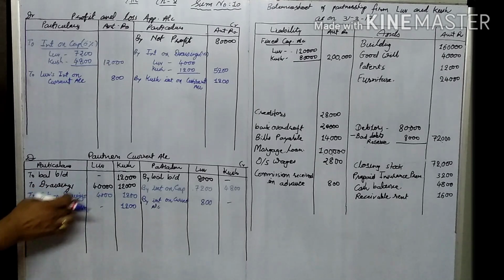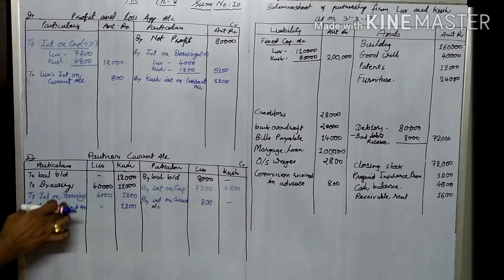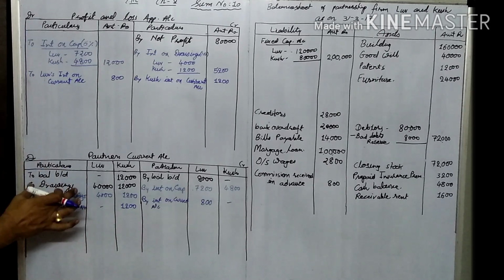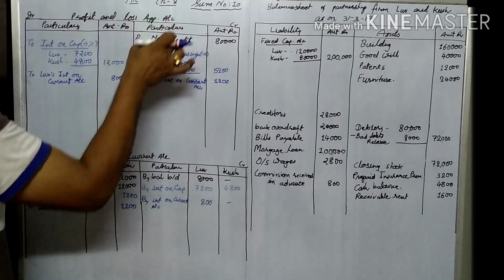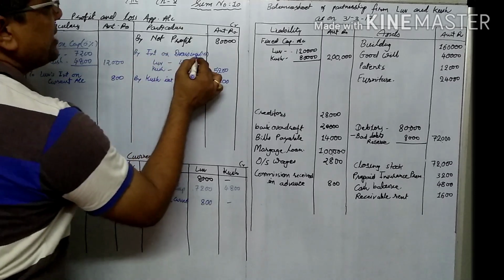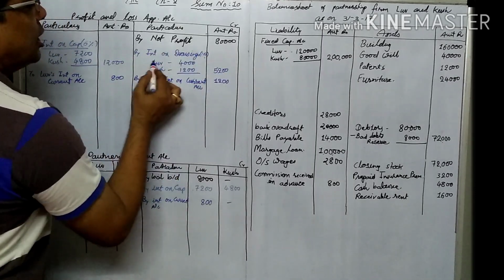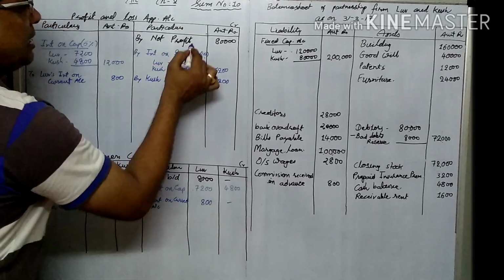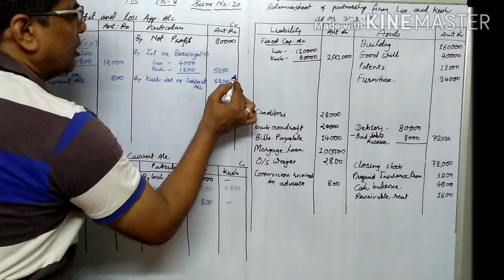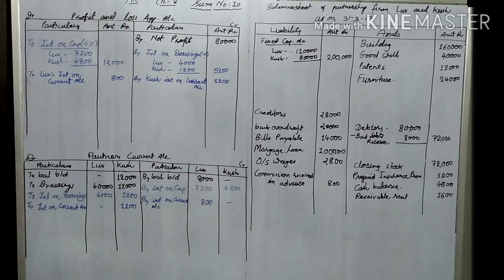The entry is on the partners current account debit side for interest on drawings. This is an adjustment, so we have two effects. The second entry will be the profit and loss appropriation account credit side. Interest on drawings 10% is given, Love 4,000 and Kush 1,200. Now we make the total in the outer column. This is the second part of the first adjustment.